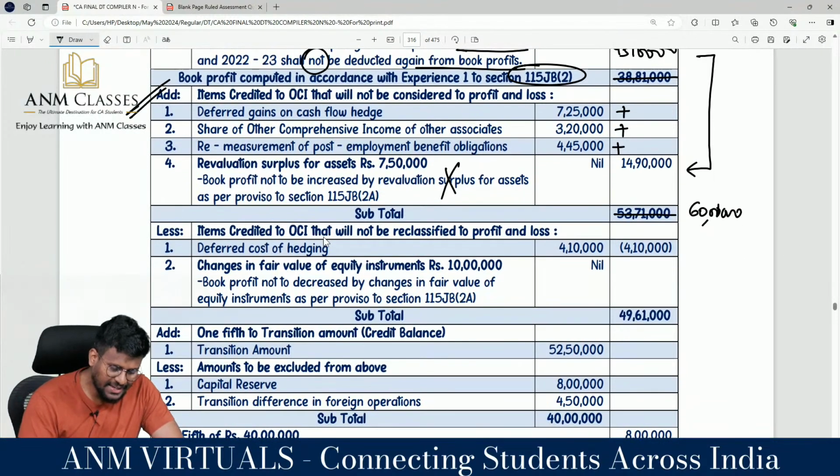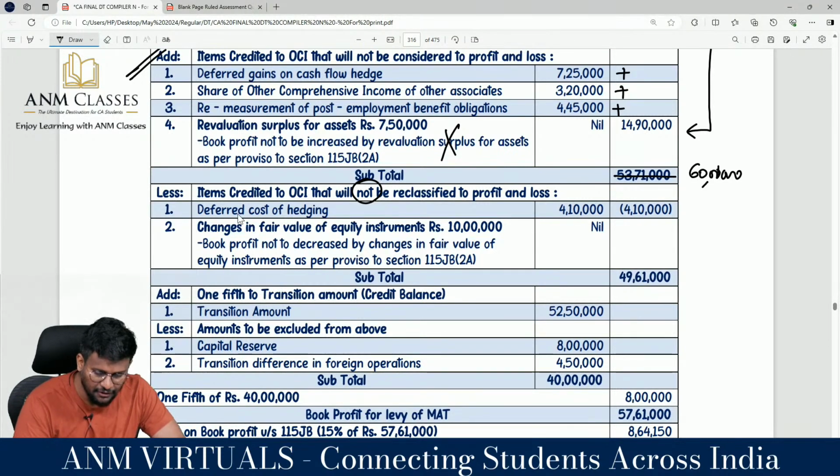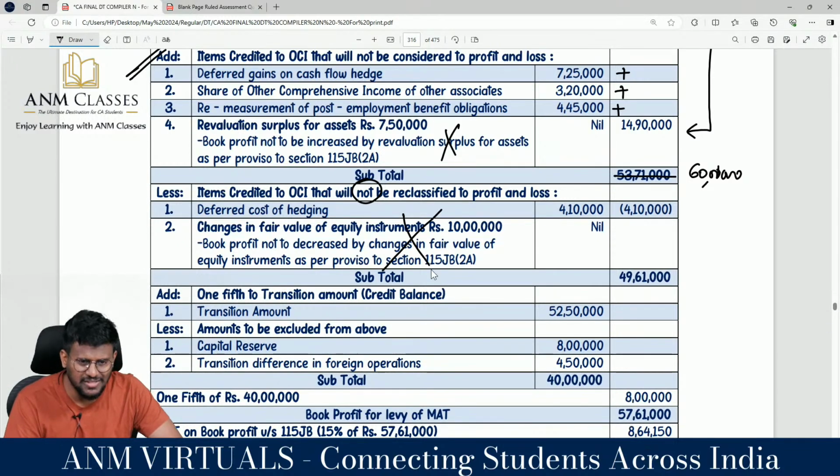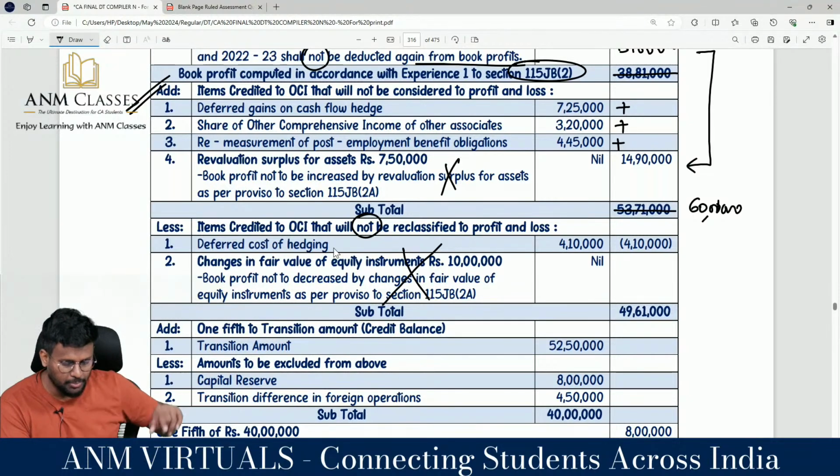Alright. Items credited to OCI that will not be reclassified to P&L: if an item is credited to OCI, it is debited to the P&L account, so it should be added back. Deferred cost of hedging, 4,10,000. Changes in fair value of equity instrument, put it in the dustbin, because it is not the right time for taxation. So 4,10,000 has been credited to OCI, which means it has been debited to the P&L account. So these items have to be reduced, because they are items credited to OCI that will not be reclassified to P&L.